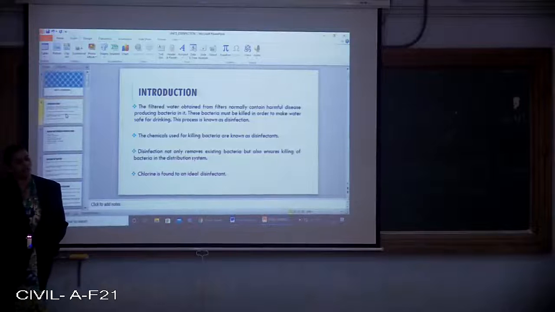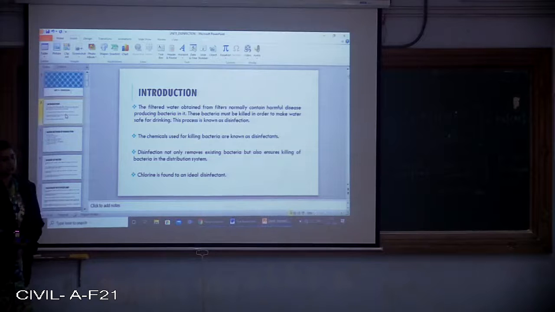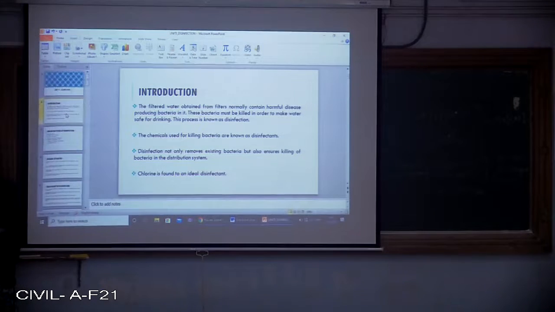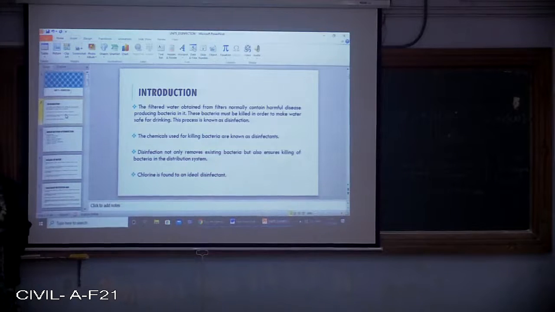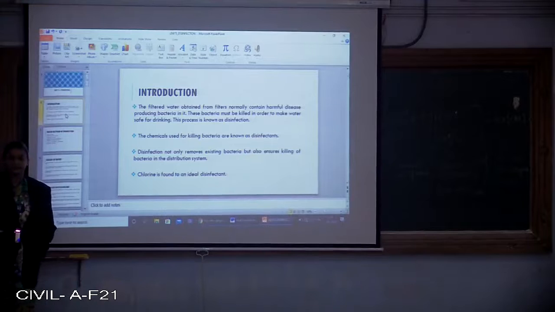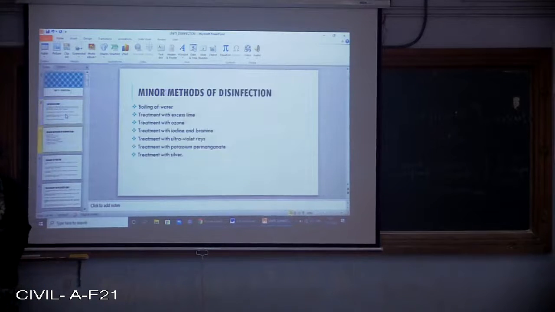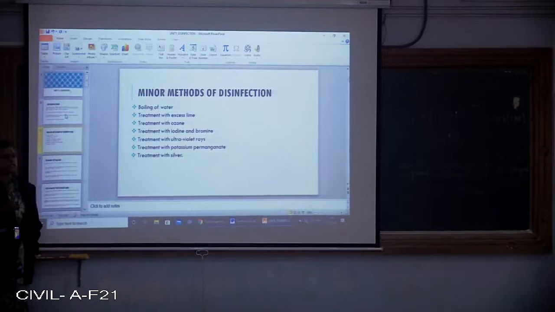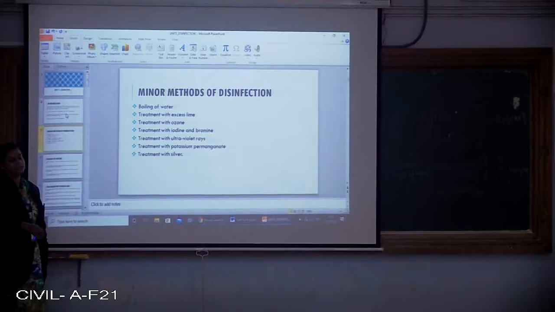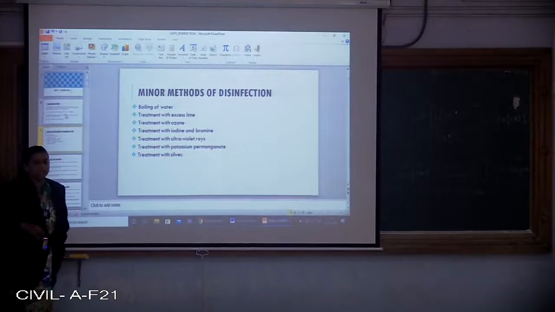Method called as boiling of water to remove the bacteria. So let us come to the different methods in the next part. Normally in disinfection we are going to see that chlorine is found to be an ideal type of disinfectant for the disinfection process. So when we know what is the meaning of disinfection and what are the disinfectants, the next process is what are the minor methods of disinfection.